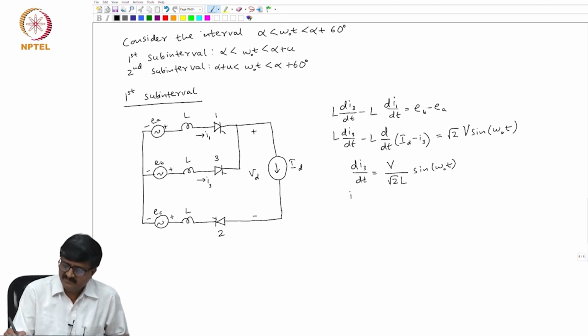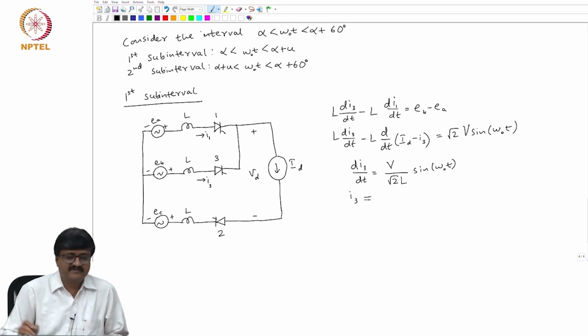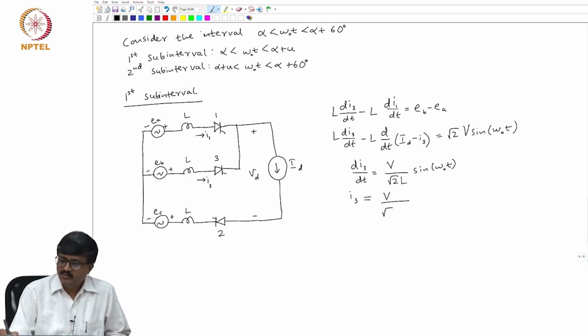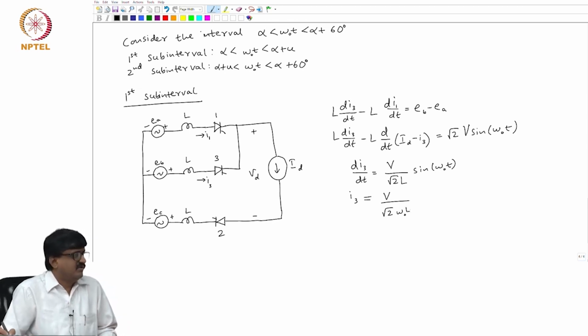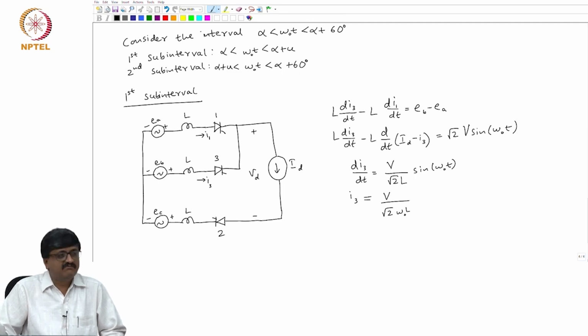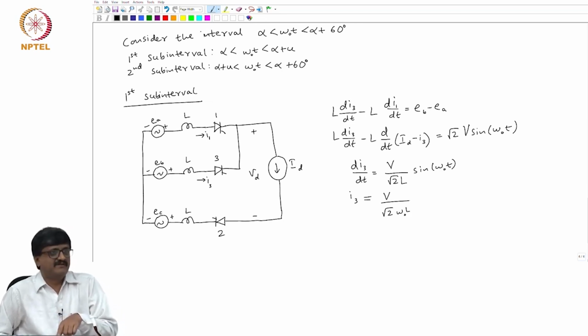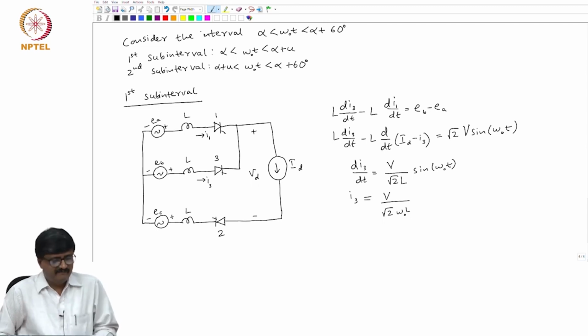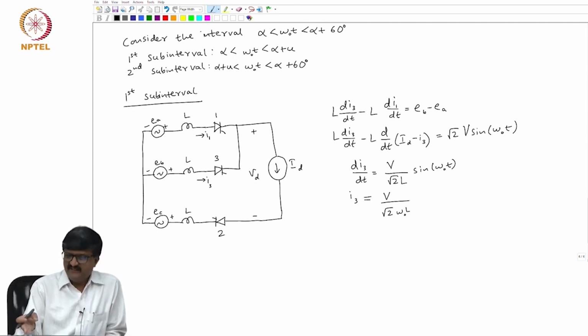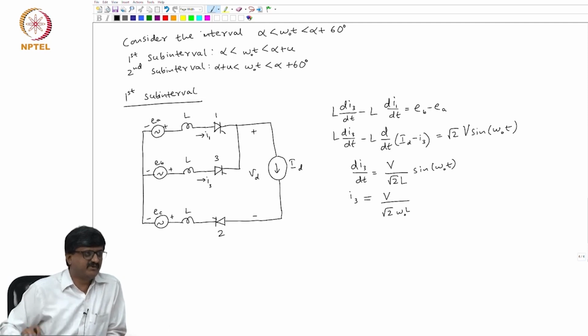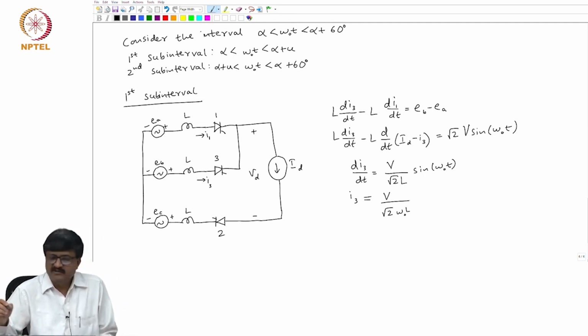So, can I get an expression for I3 as a function of omega0 t? So, it is V by root 2 omega0 L. You want to integrate. If you look at the left hand side, the derivative is with respect to time. For most of the waveforms, our independent variable is omega0 t, but the derivative here is with respect to time. So, that is why there is omega0 L coming there. Then what?